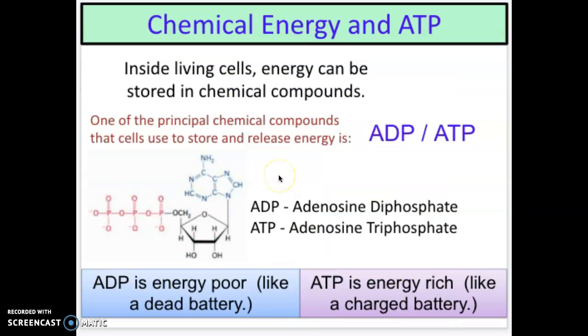All right, so before we move into photosynthesis, we need to talk for just a minute about what kinds of chemical energy are active in cells. Energy can be stored in chemical compounds, and one of the principal chemical compounds that cells use to store and release energy is ADP and ATP. So this is like a battery. All right, ADP is energy poor. So it's kind of like the battery hasn't been charged up. ATP is a version of this molecule that is more energy rich. So it's like a charged up battery.